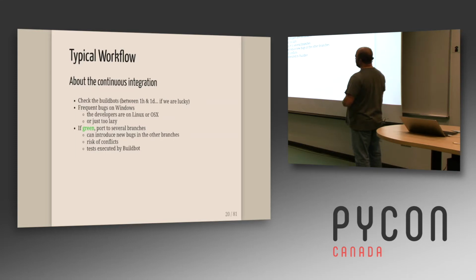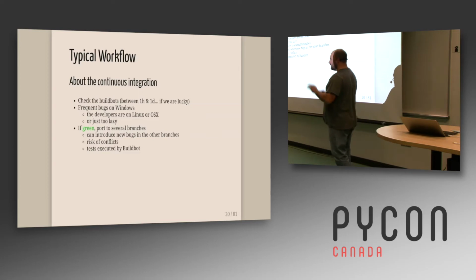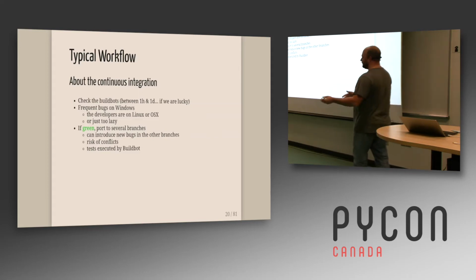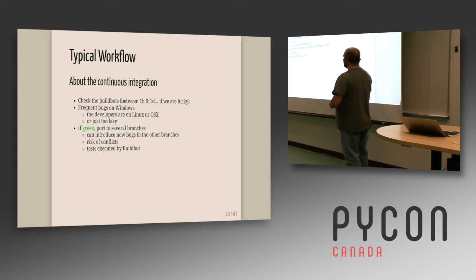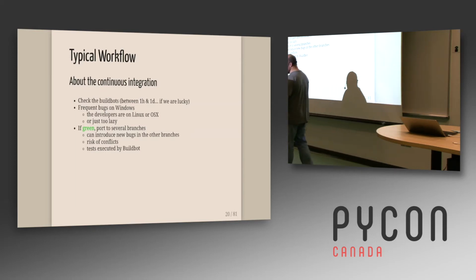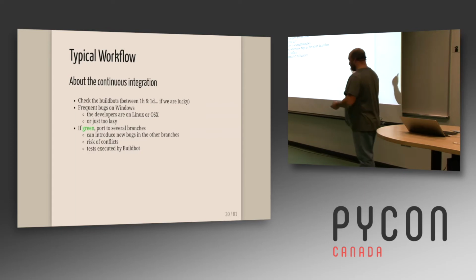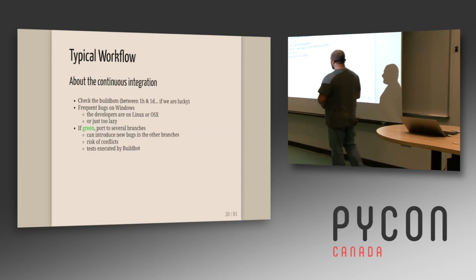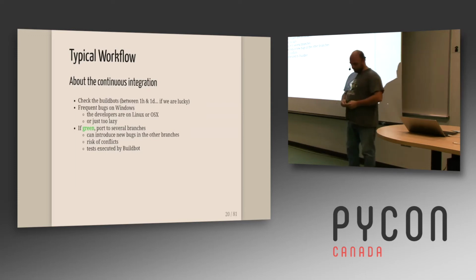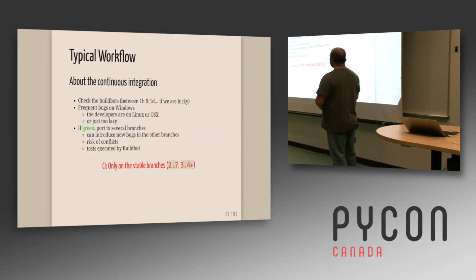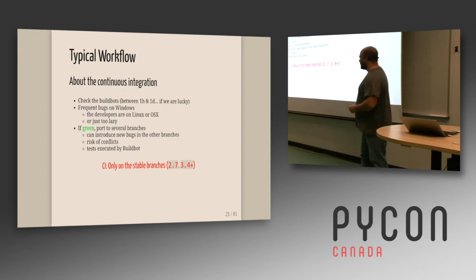So, for the continuous integration, we have to check the build-bot. Sometimes we can receive an email from the build-bot: "Hey, there is a crash because this patch does not work." We can have some frequent bugs on Windows because we are on Linux, on OS X, and because we are too lazy. Just that. And if everything is green, we can try to port to the other branches. Okay? But only for 2.7 and 3.4, and the other version, the stable version.